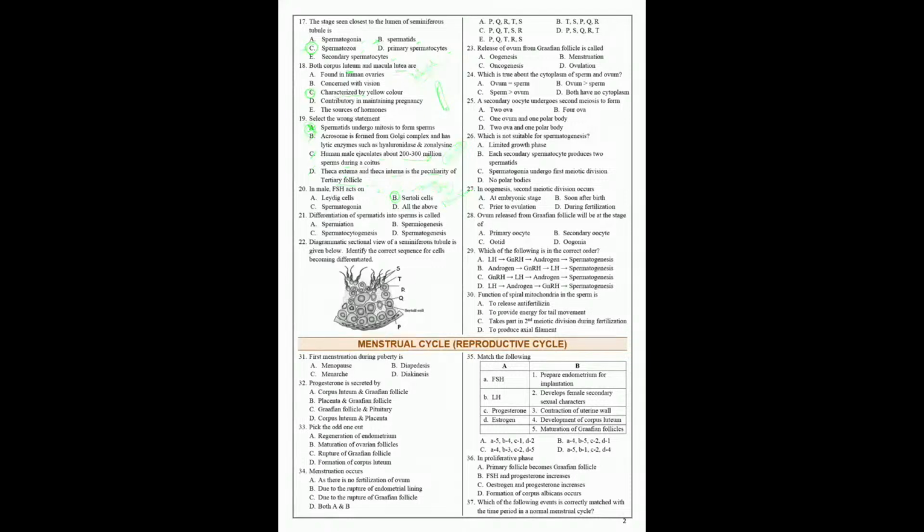Next, differentiation of spermatids into sperm is called spermiogenesis. Spermiogenesis means formation of sperm from the spermatid. Now, spermatogenesis means formation of spermatid. Okay, fine. Now, a diagrammatic sectional view of a seminiferous tubule is given below. Identify the correct sequence for cells becoming differentiated.